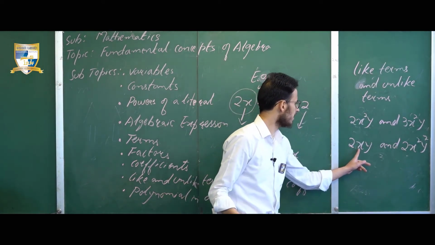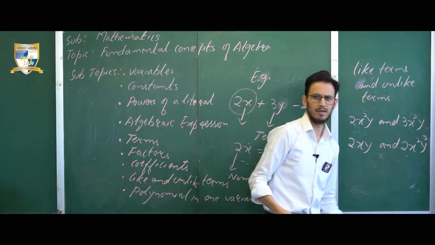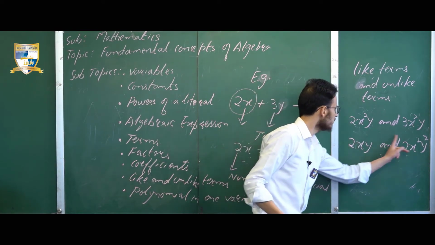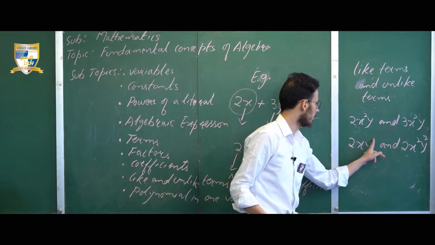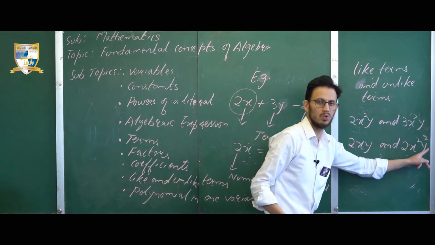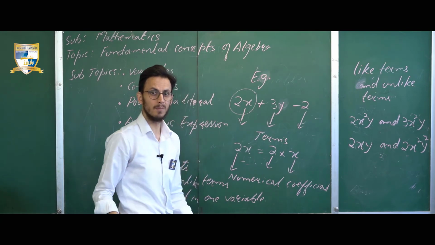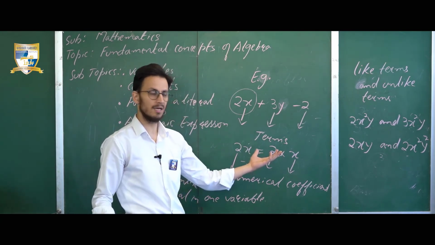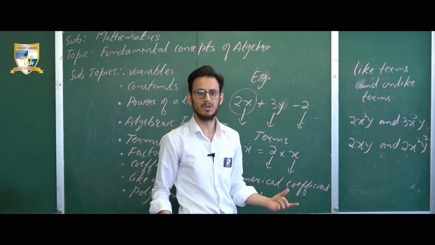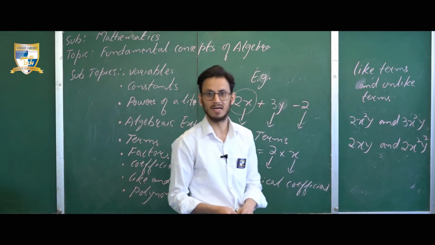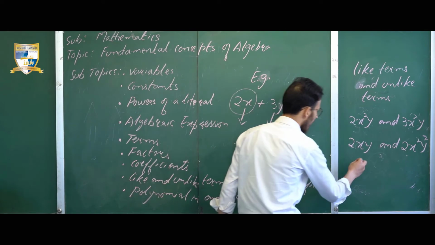Here the variables are same, xy, but the powers are not same. The exponents are not same. Here the exponent is 1 and here the exponent is 2. So we can't consider them as like terms. The variables are same, x and x, but the powers are not same. So we can't consider them like terms. They are considered as unlike terms.